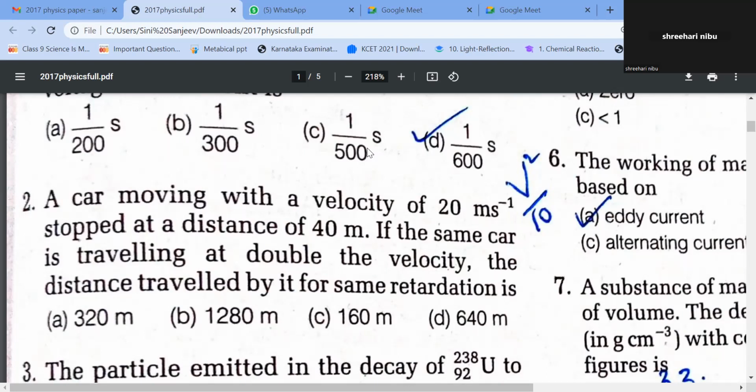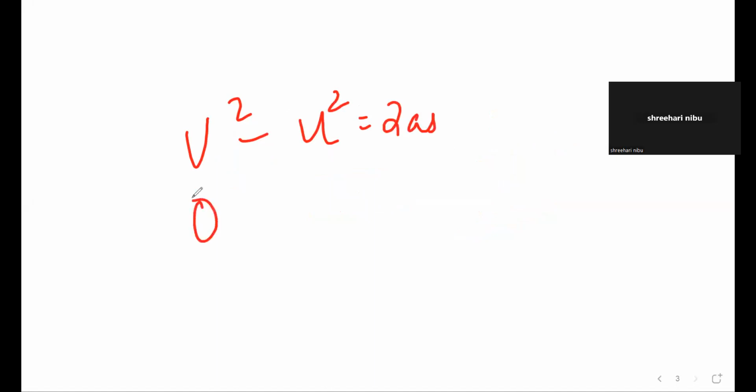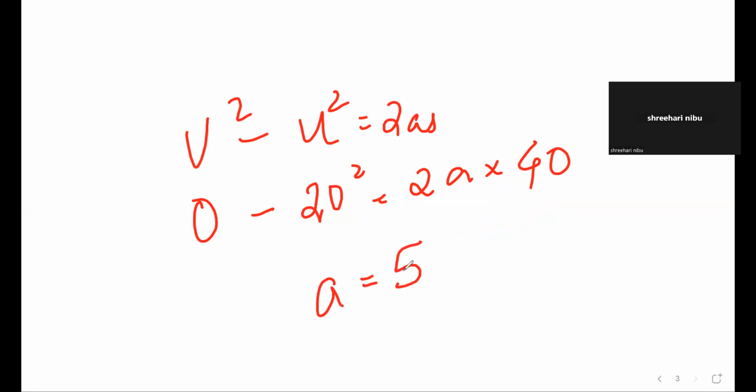S will get it as 160, sir. Correct, 160 is the right answer. So I hope you have used the same method. V square minus U square is equal to 2AS, where in the first case, what is V? 0, final velocity. U is what? 20 square. And the distance is 40. We'll find acceleration. How much are you getting? 5 meter per second square.